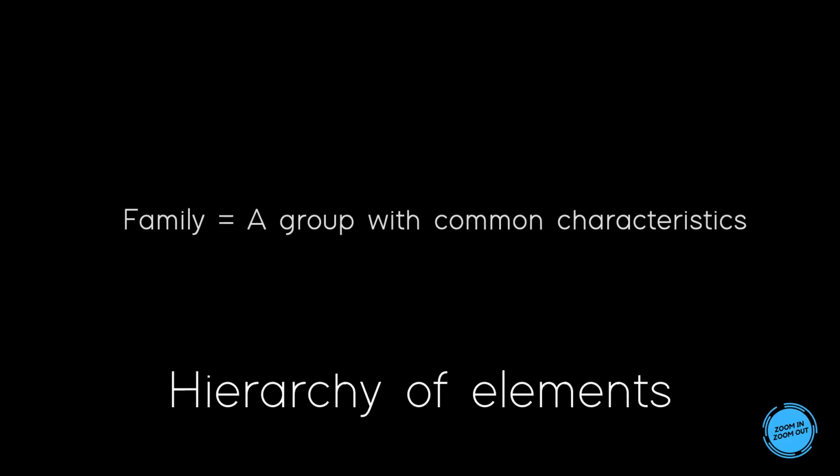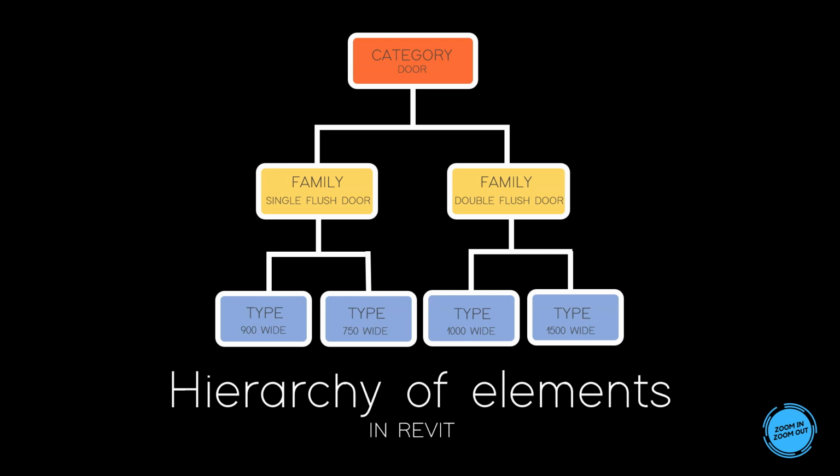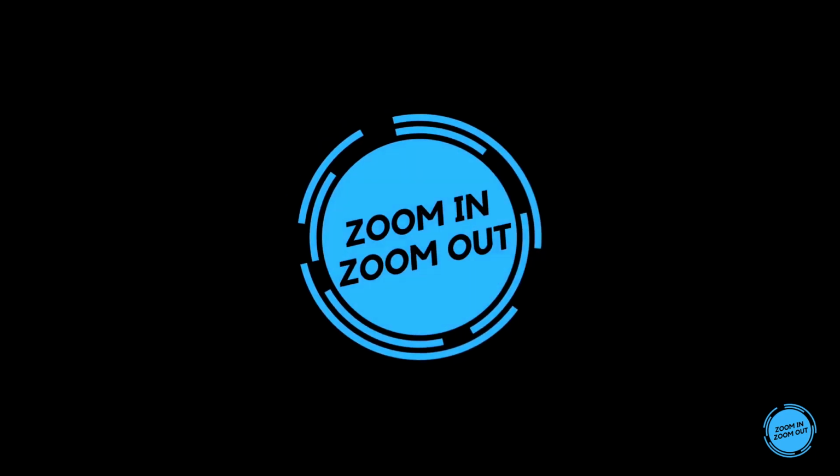So family is a group with common characteristics. Here you can see we have many families under the same category. We can also have many types under families. So now let's dive into Revit to check out the categories, families, and types.